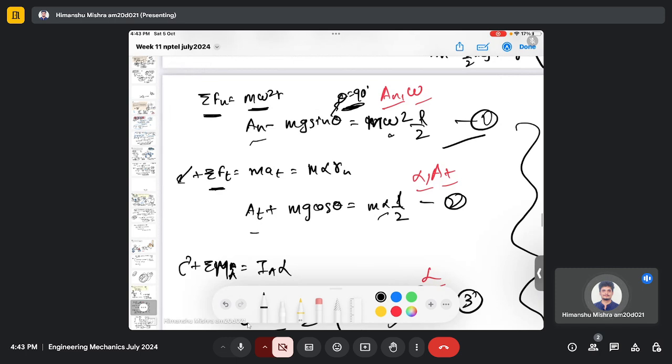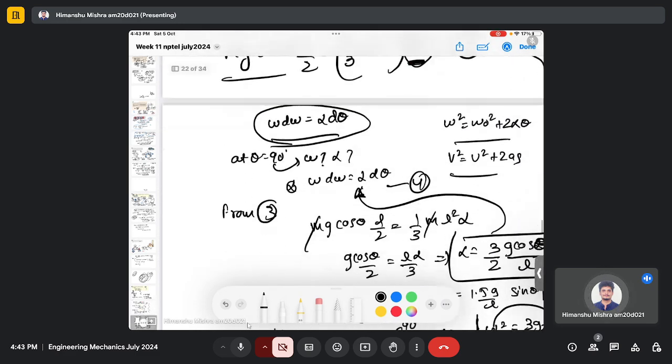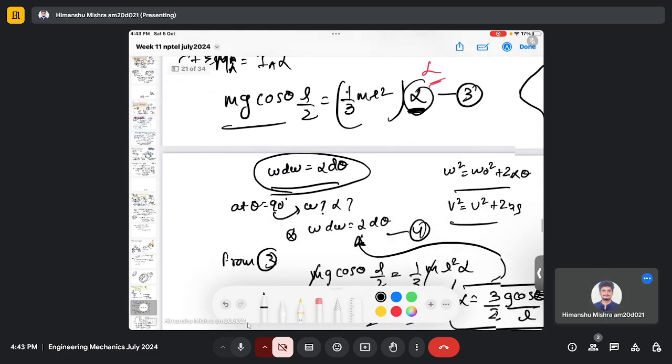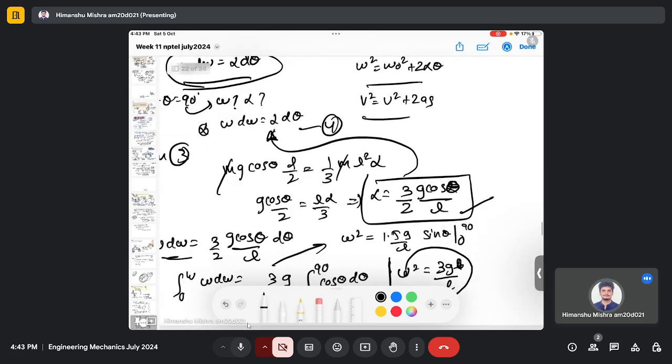And similarly I can use here, the theta will be 90 in equation 2. So when theta is 90, this term will vanish because cos 90 is 0. So my AT will be m alpha L by 2. And alpha we know, we already found alpha. At theta equals 90, what is alpha? This will be cos 90, so my alpha will be 0 at theta equals 90.